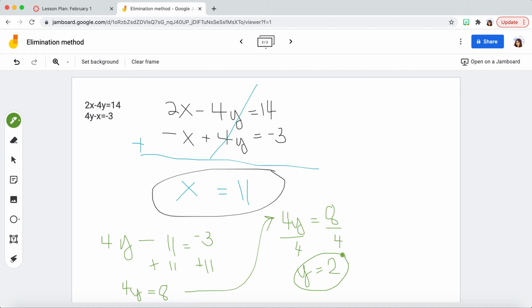Now, final step is to put it as an ordered pair. So the point of intersection of these two lines is going to be 11, 2. Again, remember it's xy, so 11, 2. And this is my solution. It has one solution at 11, 2, which means they intersect here.